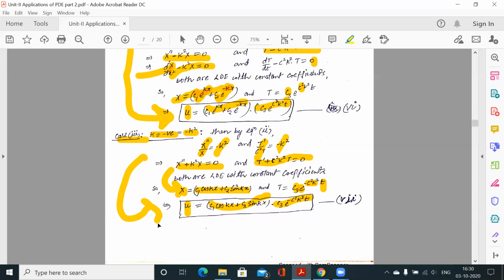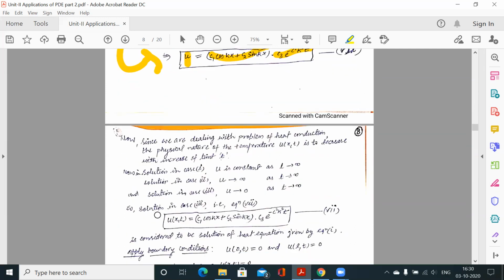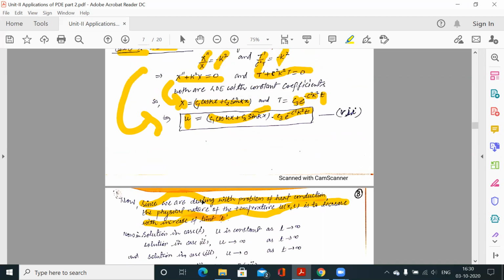Now out of these three we have to select one based on the nature of the problem. Since we are dealing with the problem of heat conduction, the physical nature of the temperature u(x,t) is to decrease with increase of time. As soon as you increase the time, the temperature will go down. So let us check which solution satisfies that nature. With increase of time, u(x,t) must be in decreasing form.